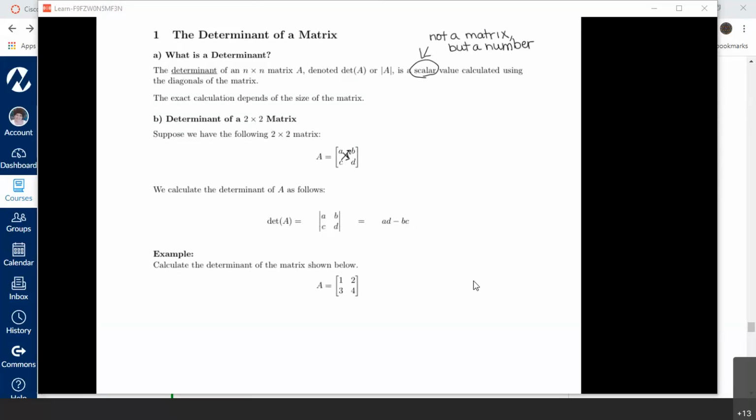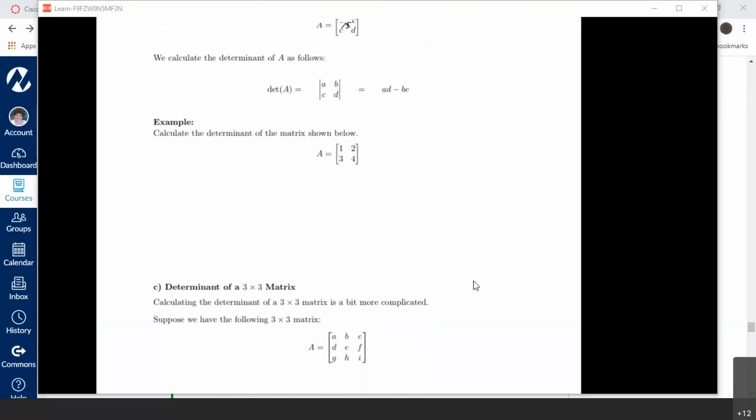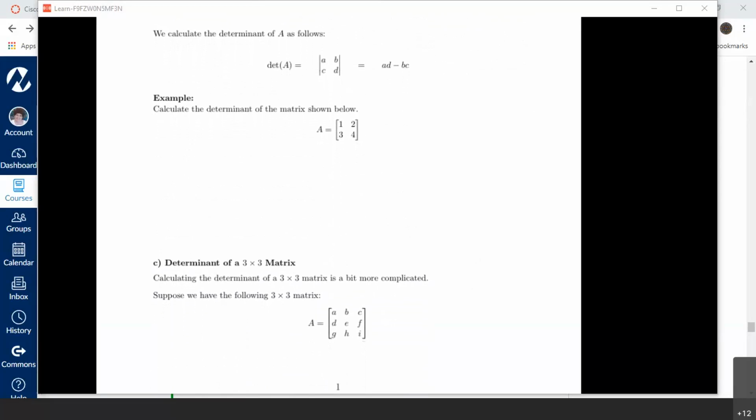Okay, so let's look at a real simple example. Now we'll put some numbers in it. So I'm going to go down the diagonal this way first, and I'm going to have 1 times 4. And then I'm going to go this way up the diagonal, minus 3 times 2. Or 2 times 3, however you want to write it. So this is 4 minus 6. So my determinant of A, which I could also write like this, is -2.